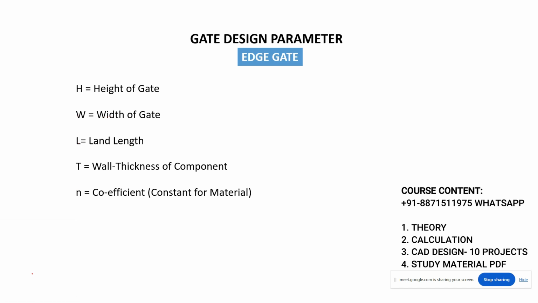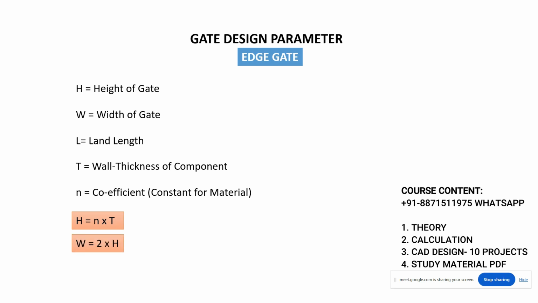Understood or not? I am showing you the edge gate parameters right now. See H, here is the formula: H equal to N into T. And what is the N here? It is the constant for the material, and T is nothing but the average wall thickness.